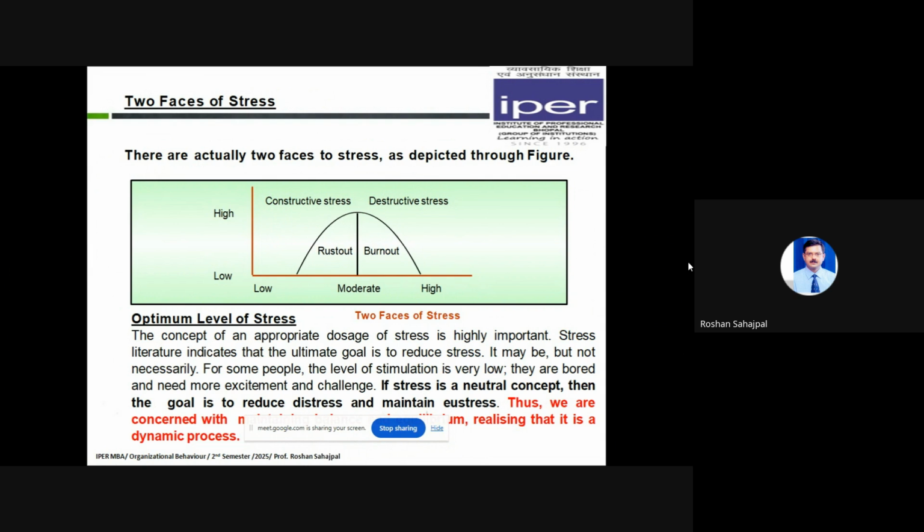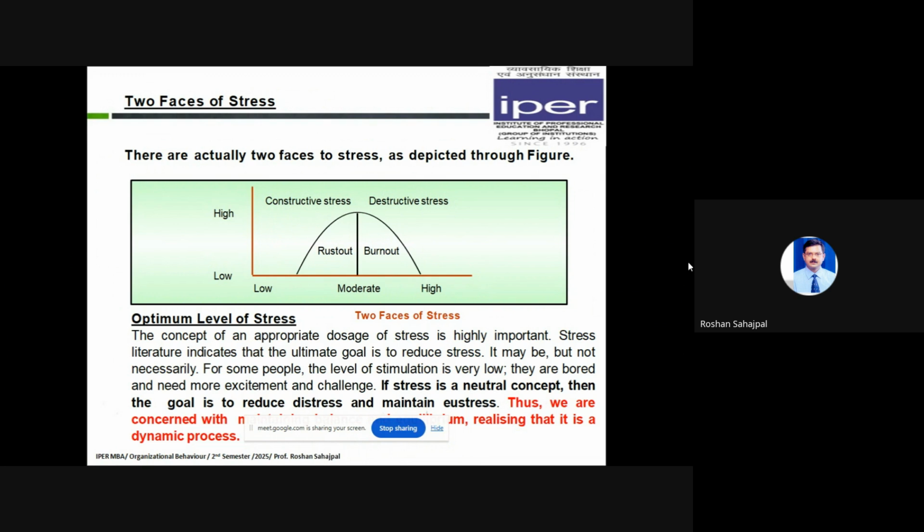So the concept of appropriate doses of stress is highly important. So when you make an extra effort to reach out to your goals, then you are putting yourself under some stress which is positive in nature, because that brings out the best in you, right? That brings out the best in your abilities. So you kind of harness your abilities, which otherwise will remain unharnessed or untapped. So if you are capable of running at 100 speed, unless and until you put stress on your body, you will not be able to achieve that speed.